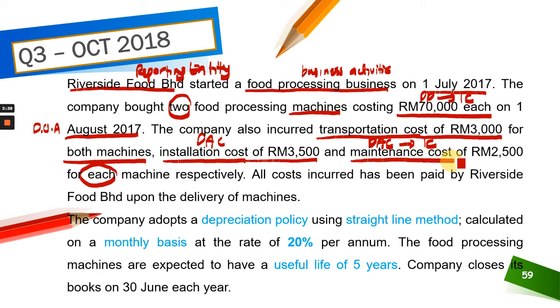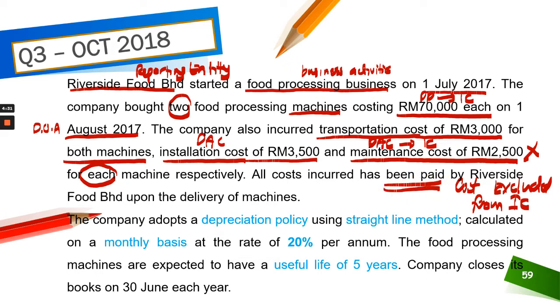And the maintenance cost was 2,500. For this maintenance cost, these are not part of directly attributable costs, but are costs that are excluded from the initial cost, because that cost is just to maintain the machine so that it will be working properly. It is the day-to-day expense of the company, which may be incurred every year or every month to maintain the machine.